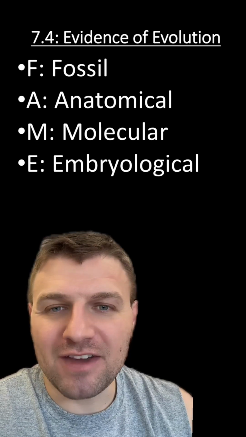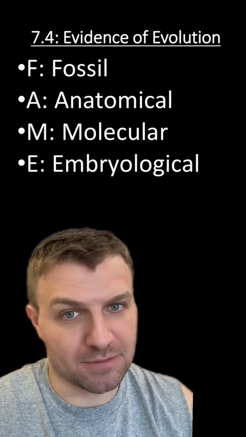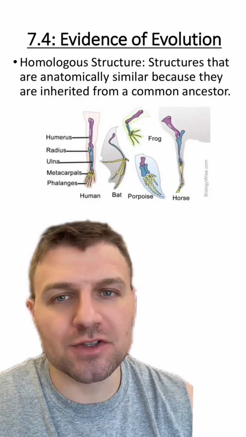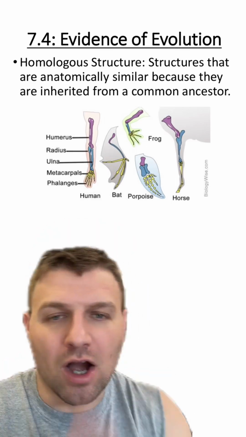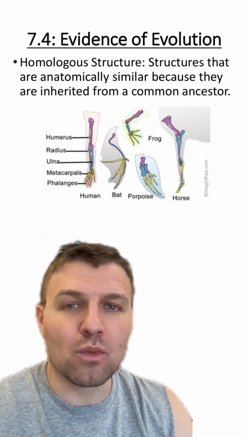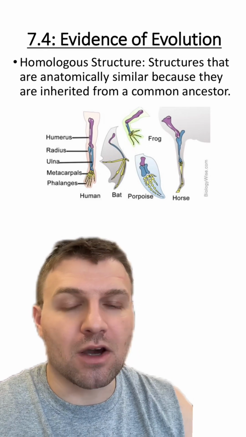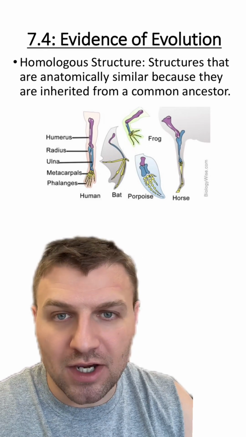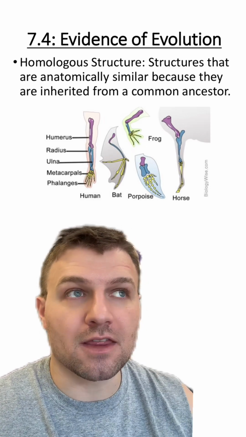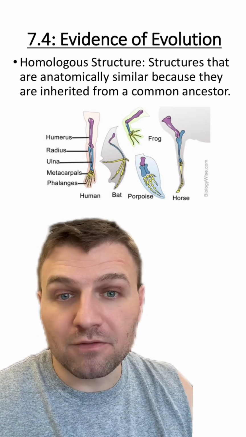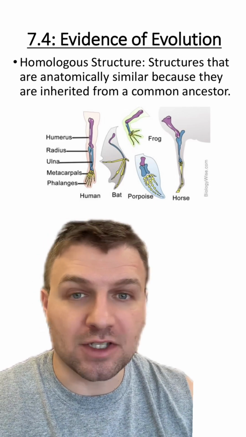Our next field of evidence is anatomical evidence, and this is where we're going to be looking at the anatomy of organisms. Homologous structures are structures that are similar because they evolved from a common ancestor. All of these tetrapods above have a one bone, two bone, many bone feature that they inherited from a common ancestor that lived millions of years ago. As each species evolved differently over the millions of years, this feature evolved a little bit differently to suit that species' needs.